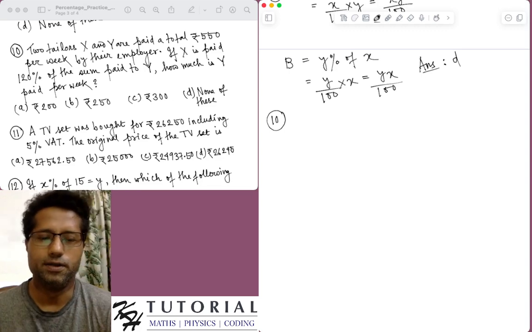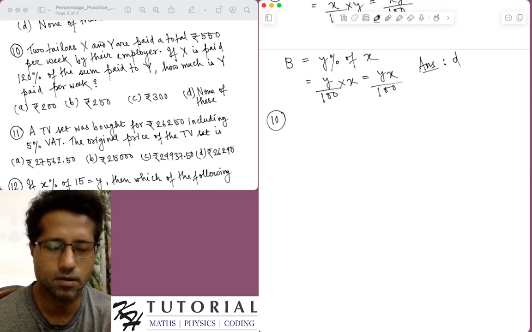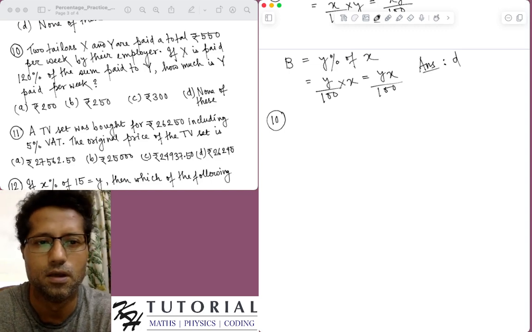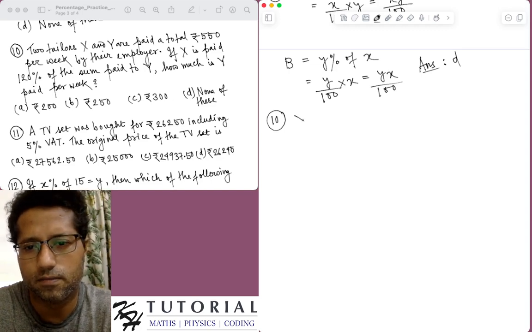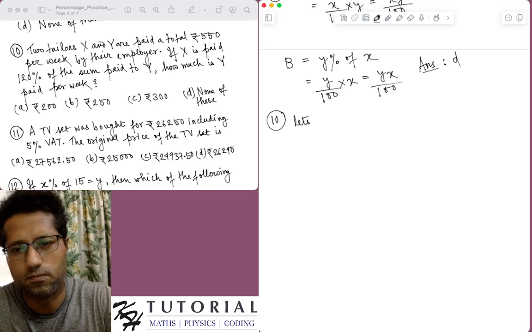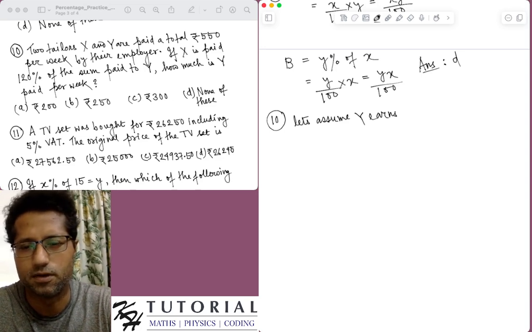It is a standard method that whatever unknown quantity is being asked, we assume that to be an unknown variable, and then we solve for that variable. So let's assume Y earns x per week. I'm omitting the rupee symbol, it is understood.